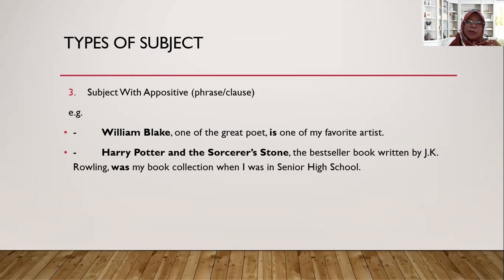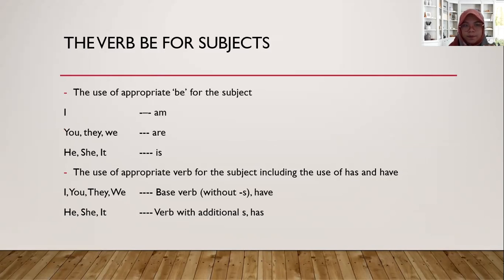Actually, an appositive can be deleted, especially in the context of subject-verb agreement, because you need to pay attention only to the very first word, phrase, or clause. But in the second example, you can see that this appositive helps us know that Harry Potter and the Sorcerer's Stone is not two subjects, but the title of a book. So this is actually the aim of why we use an appositive.